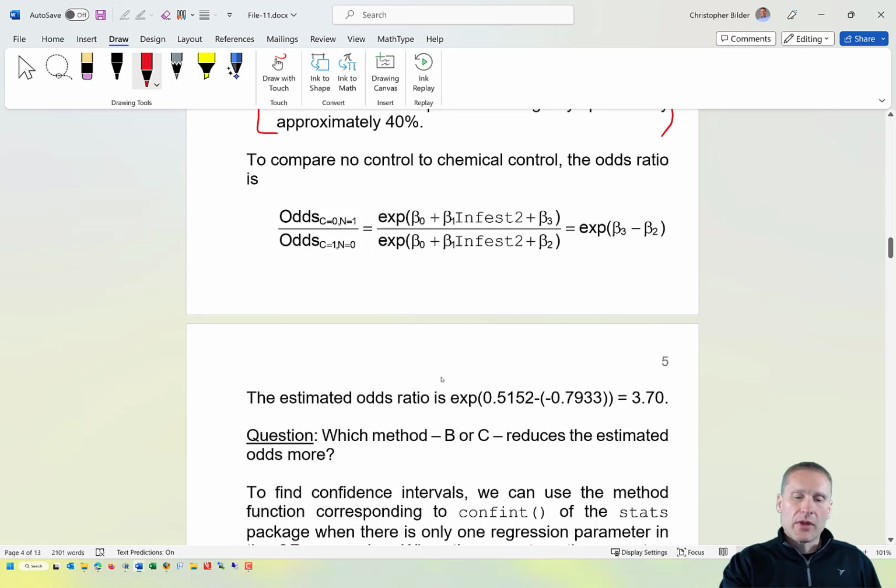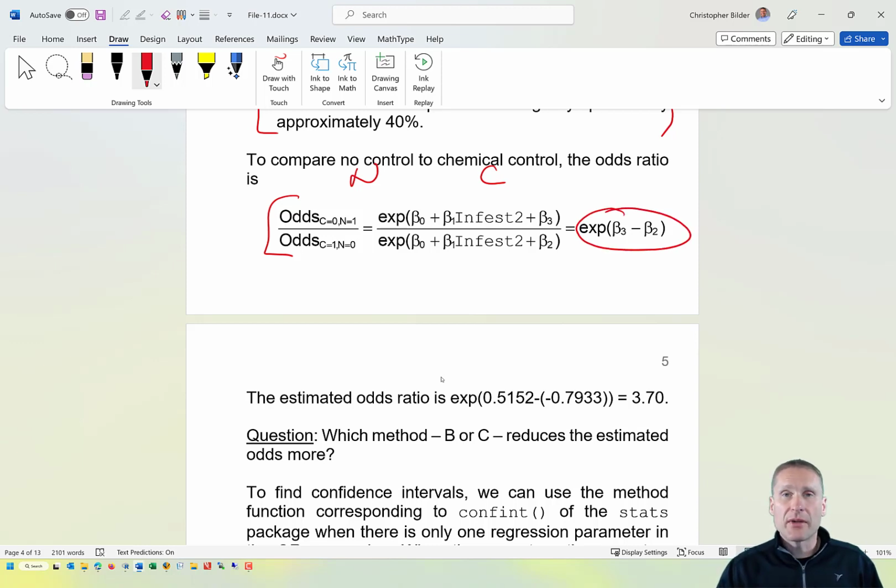Now, and perhaps I should have brought this up before. When we did the no control to the chemical control, here's the actual derivation of that corresponding odds ratio. That's why I did the exponential function evaluated at beta 3 minus beta 2, or the corresponding estimate, the exponential function evaluated at beta hat 3 minus beta hat 2.